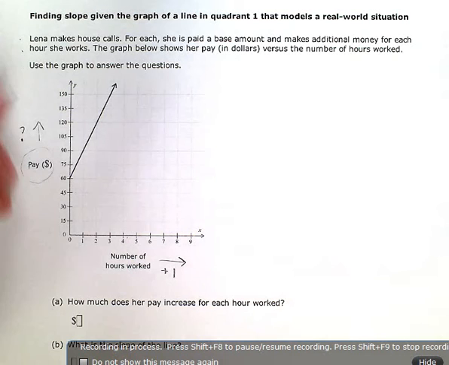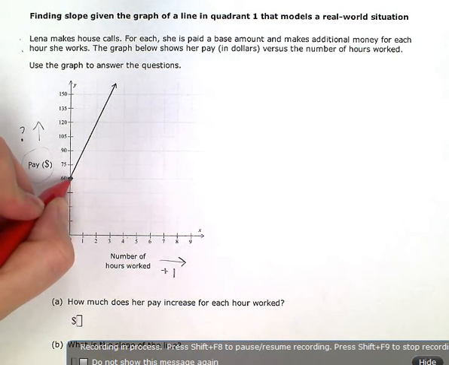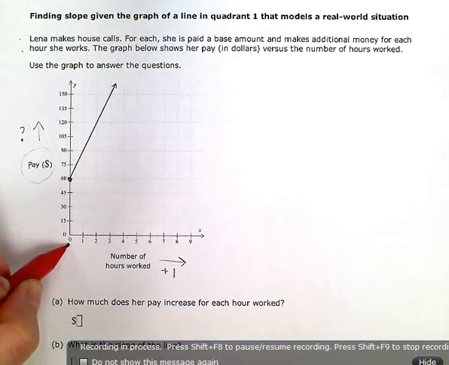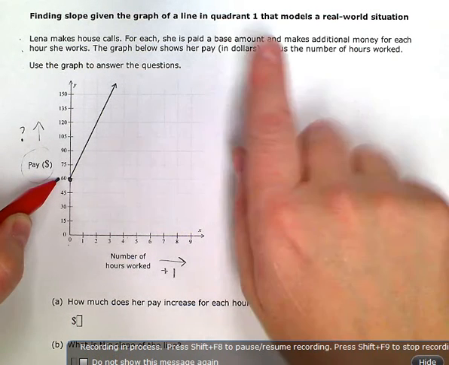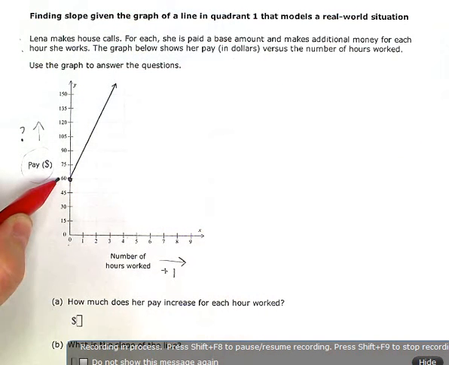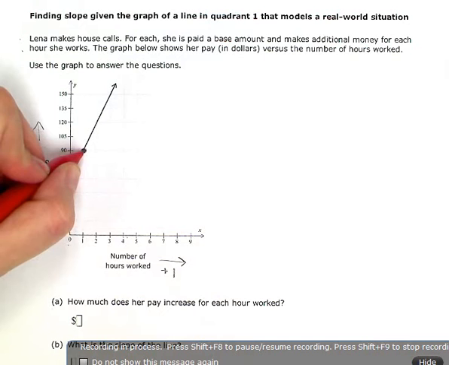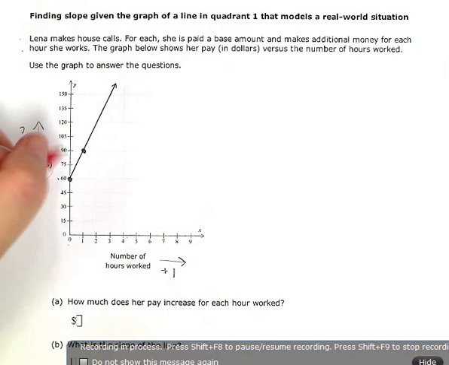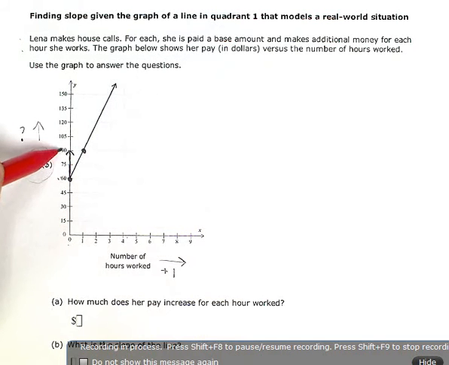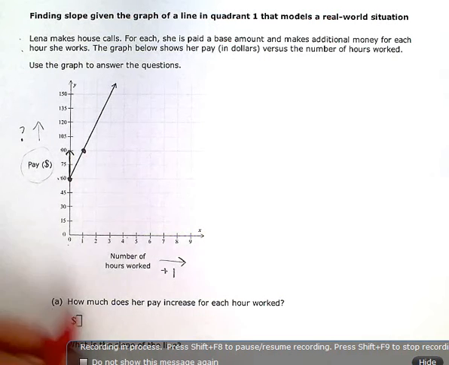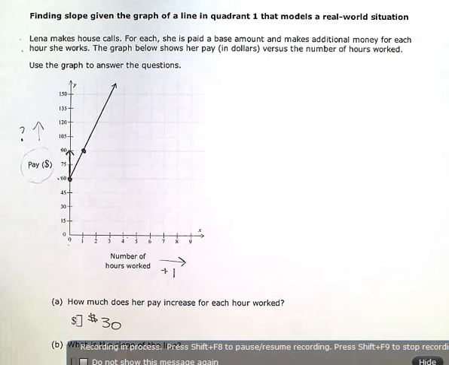So if we just start here at the beginning, at 0 hours worked, she gets paid $60. So that's the base amount they're talking about here. And then when she works 1 hour, she gets paid $90. So the pay went up from $60 to $90, which is an increase of $30 for this 1 hour worked.